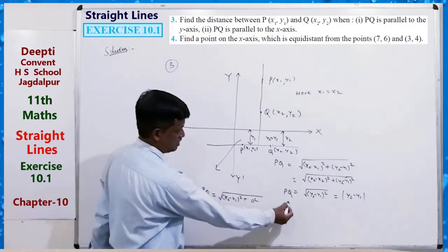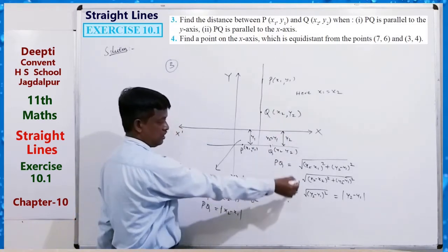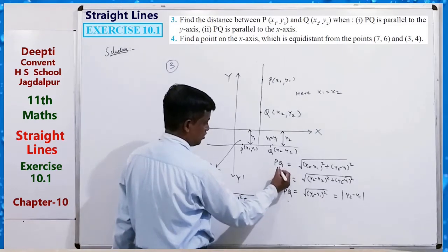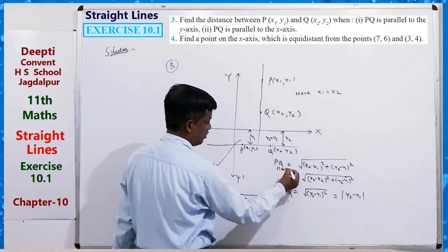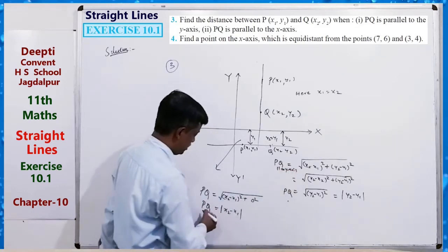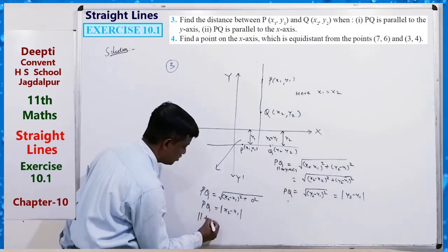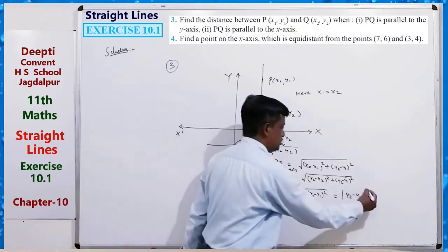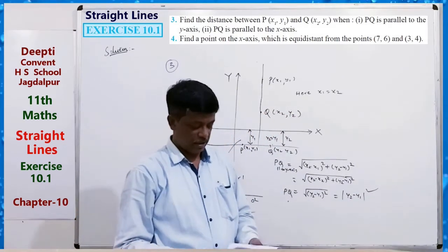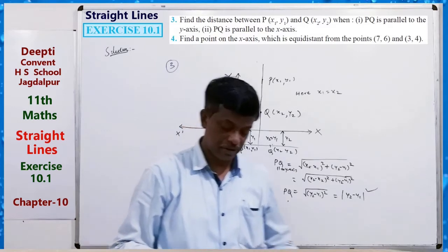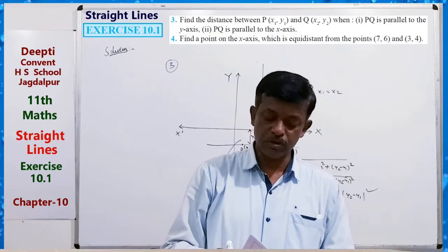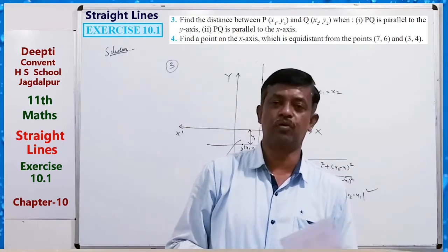So this is PQ parallel to the y-axis, and here PQ parallel to the x-axis. Okay, these are the solutions. Clear? Now question 4. Find a point on the x-axis which is equidistant from (7, 6) and (3, 4).